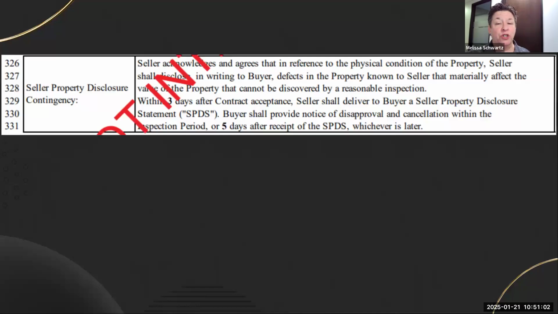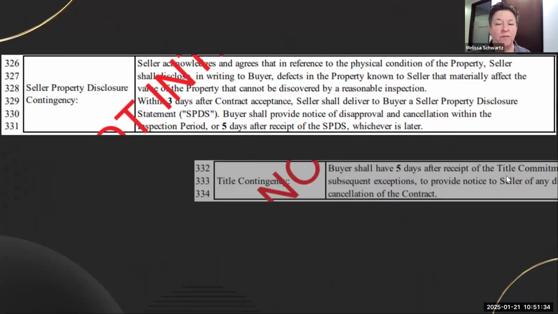Seller property disclosure contingency. Seller acknowledges and agrees that they will provide in writing to the buyer the seller property disclosure statement within the inspection. Oh, buyer shall provide notice of disapproval within the inspection period or 5 days after receipt. Do we have when this has to be done? That's what I was looking for. Oh, 3 days. So within 3 days after contract acceptance. So that's the same as AAR.